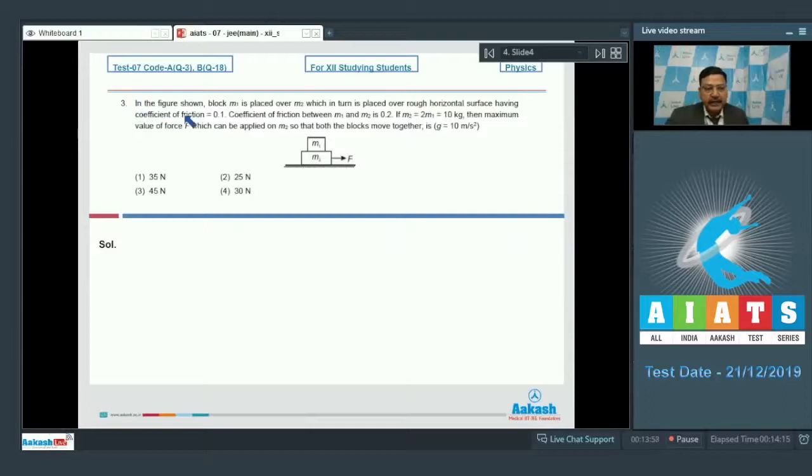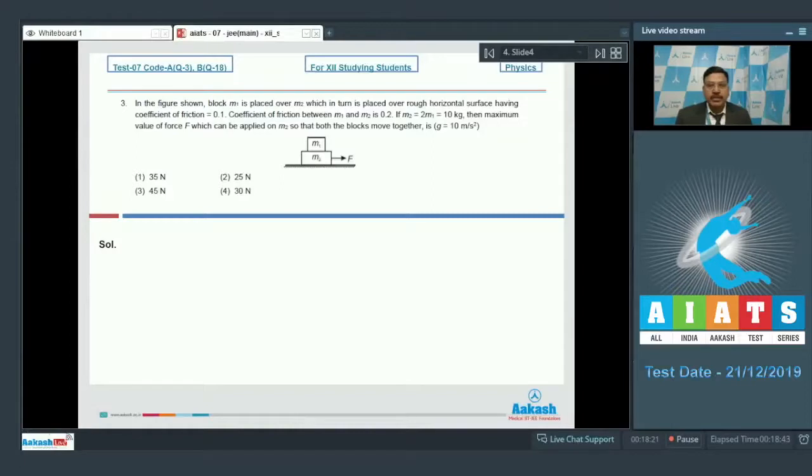Question 3 says, in the figure shown, block M1 is placed over M2, which in turn is placed over a rough horizontal surface having coefficient of friction 0.1. Coefficient of friction between M1 and M2 is 0.2. If M2 equals 2M1 equals 10 kg, then the maximum value of force F which can be applied on M2 so that both the blocks move together is, and it's given g is 10 meter per second square. Well, the question is from the topic laws of motion, and it includes friction too.